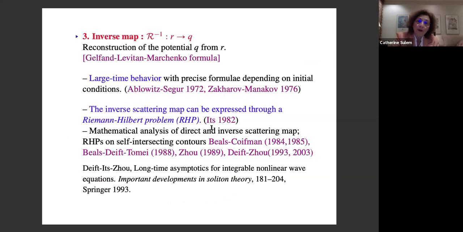Now, in the 80s, a new method was proposed to recover the potential through a Riemann-Hilbert problem. There were many advantages to this formulation, in particular it allowed a more systematic mathematical analysis of these maps. It was the work of Beals, Coifman, Deift, Tomei, Zhou, and many others. There is a very nice review paper, again by Deift and Zhou, that presents these ideas.